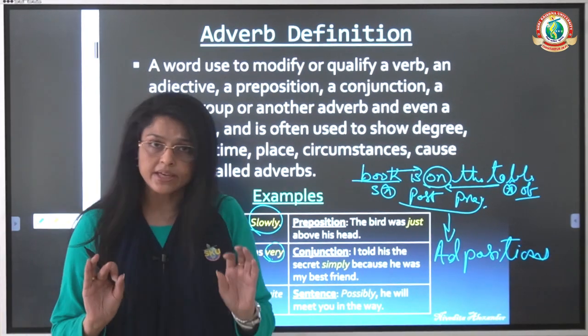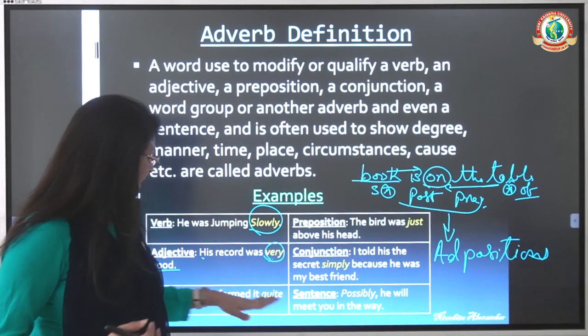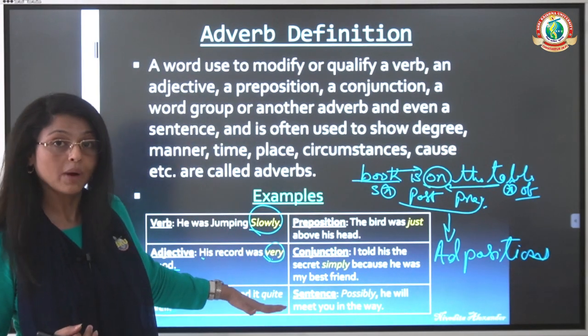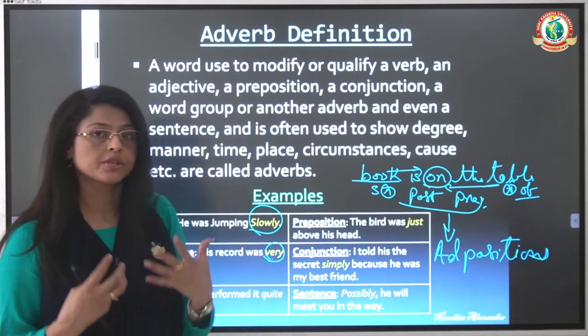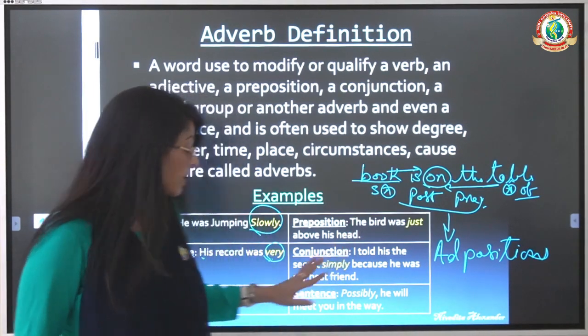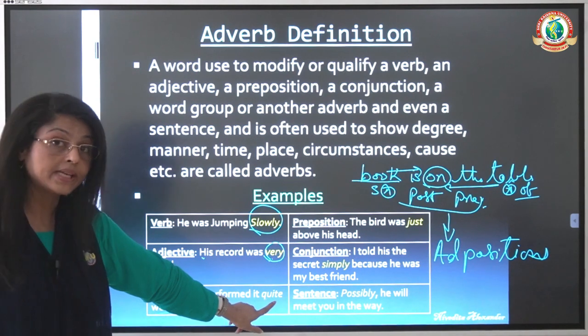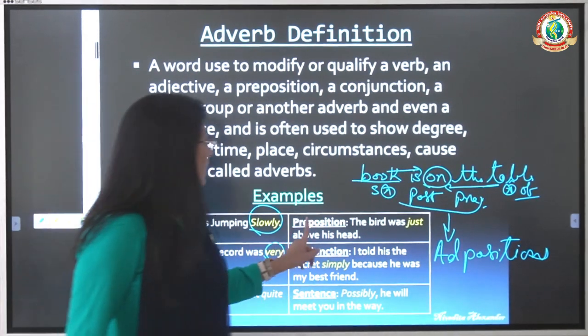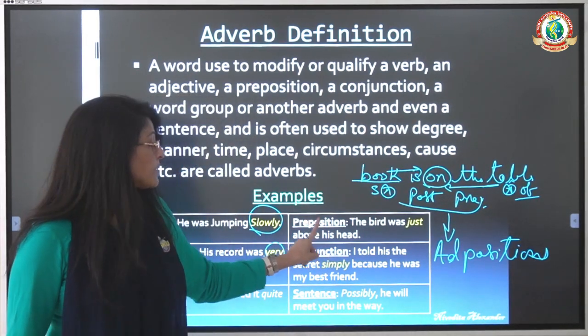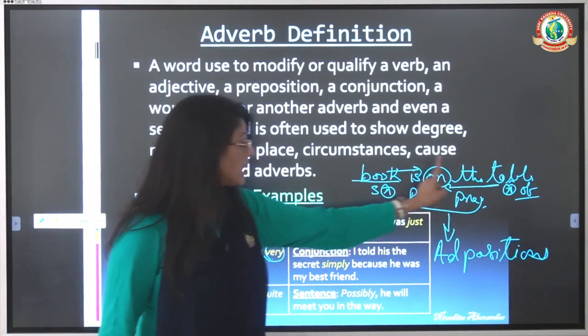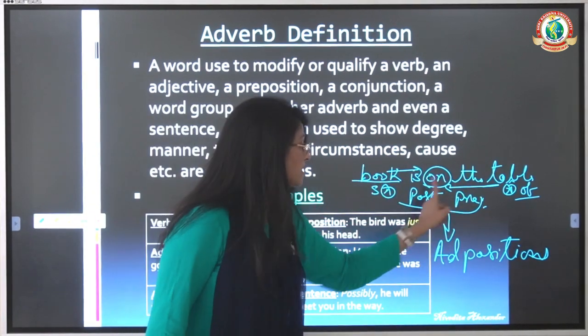Well is sufficient by itself, but by adding this word quite, it gives more push to how he performed. So this word quite is an adverb. Now, preposition, you all know what a preposition is, I just explained it.